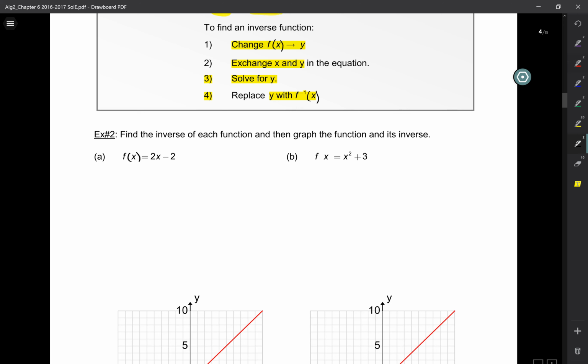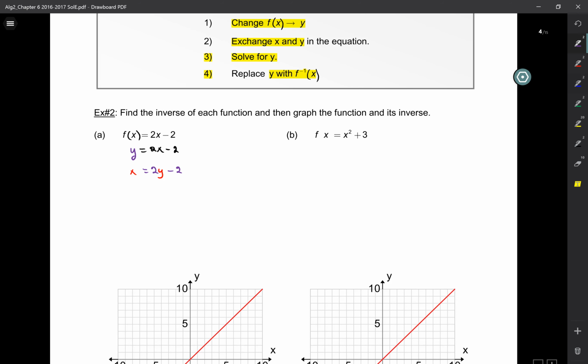Okay, what does the first step say? Change f of x to y. Okay, I don't want to write it as f of x equals. I want this to be y equals 2x minus 2. Okay? Now, what's the next step? Number 2. Exchange x and y. So this becomes x, that becomes y. Everything else stays the same.